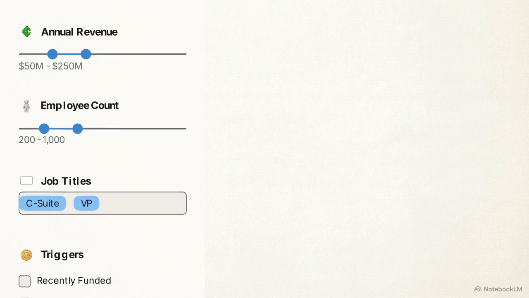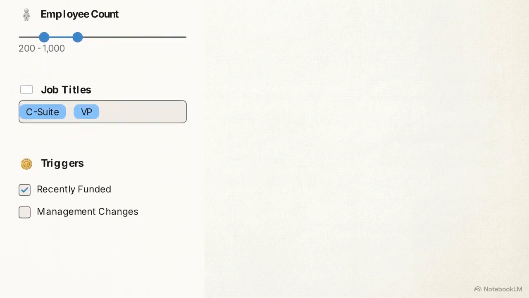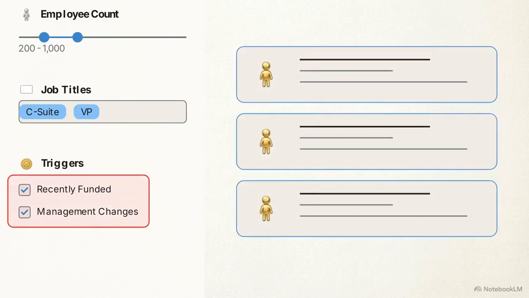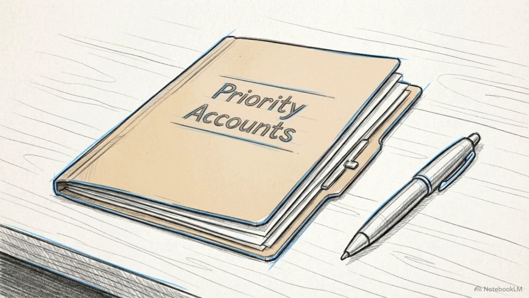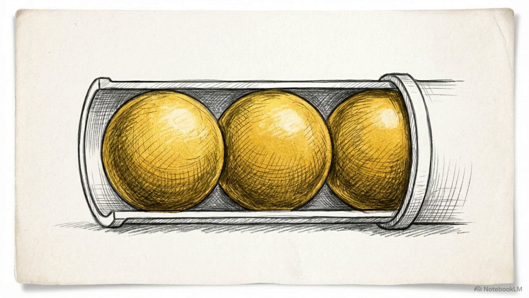To ensure these companies are active and have budget, use the Triggers filter. Select Recently Funded or Management Changes to find companies in a state of growth. Once these filters are applied, save this list as Tier 1 Whales. This process ensures you are only spending your time on high-capacity prospects. It creates a protected top tier for your sales pipeline that prioritizes deal size over raw lead volume.